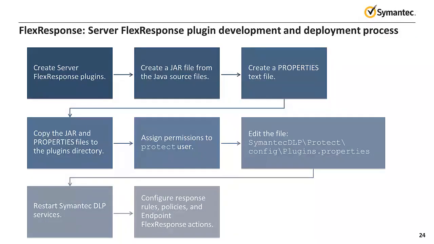This diagram shows the steps involved in building, deploying, and using a Server FlexResponse plugin. First, create the Server FlexResponse plugin in Java, create the jar file from the Java source files, create a properties text file, copy the jar and properties file to the plugins directory, assign permissions to the protect user, edit the plugins.properties file, restart the Symantec DLP service, and then configure response rules policies and endpoint FlexResponse actions.